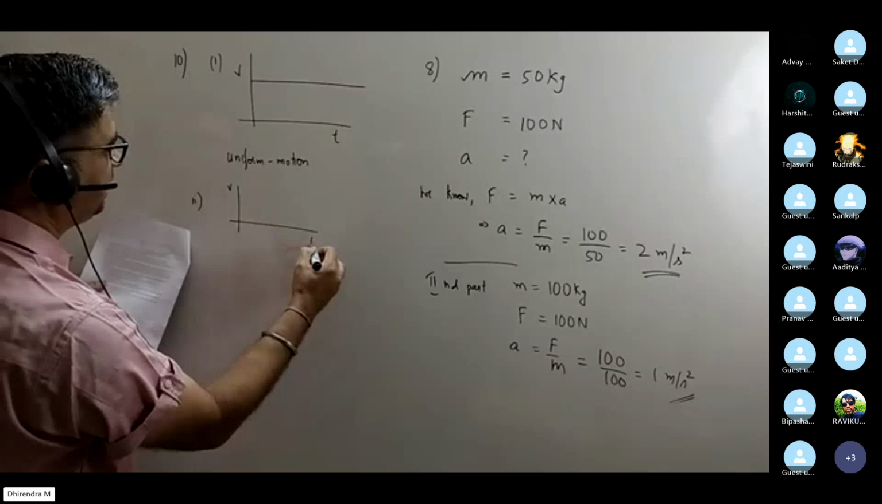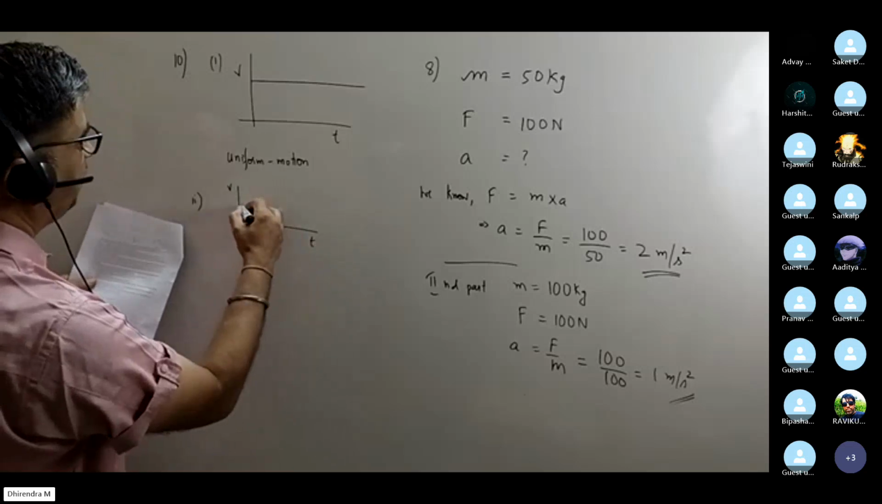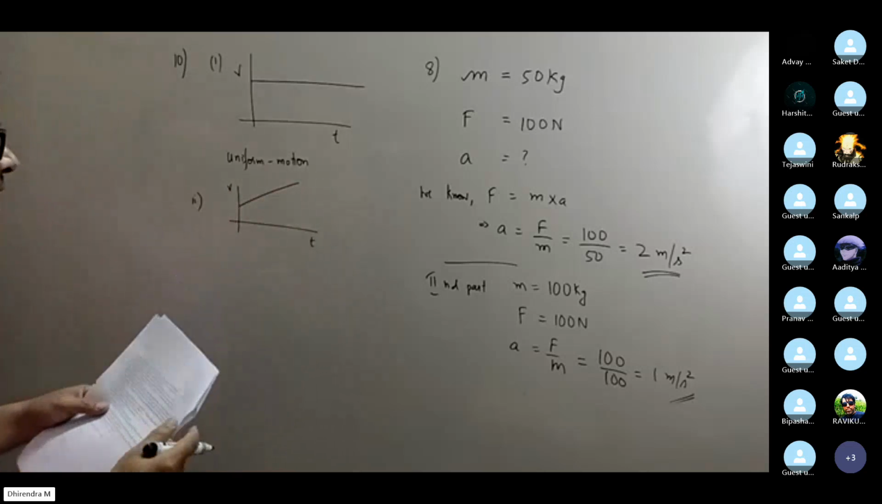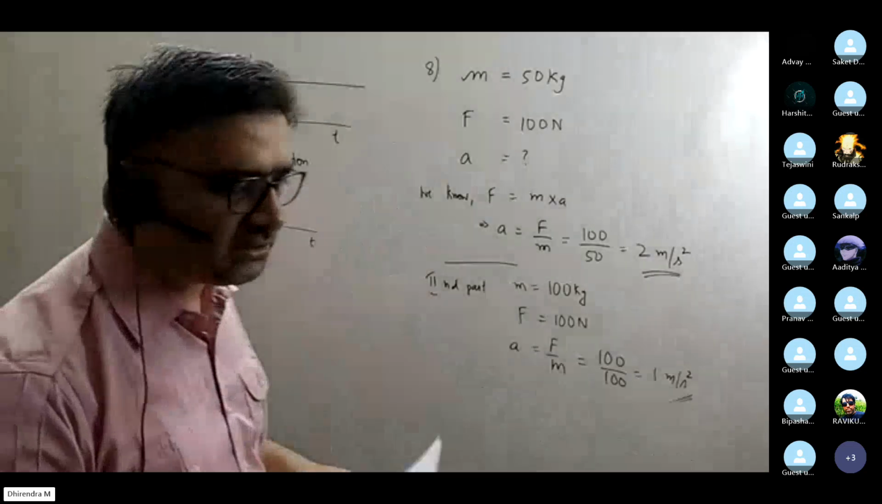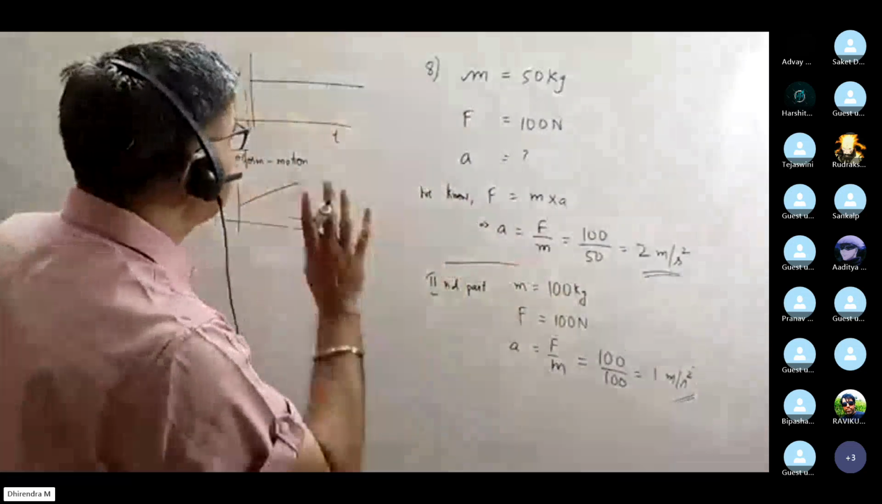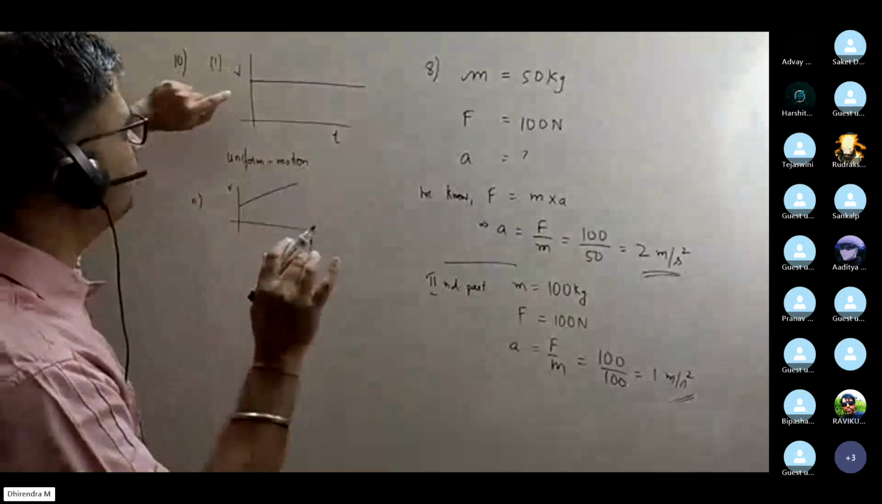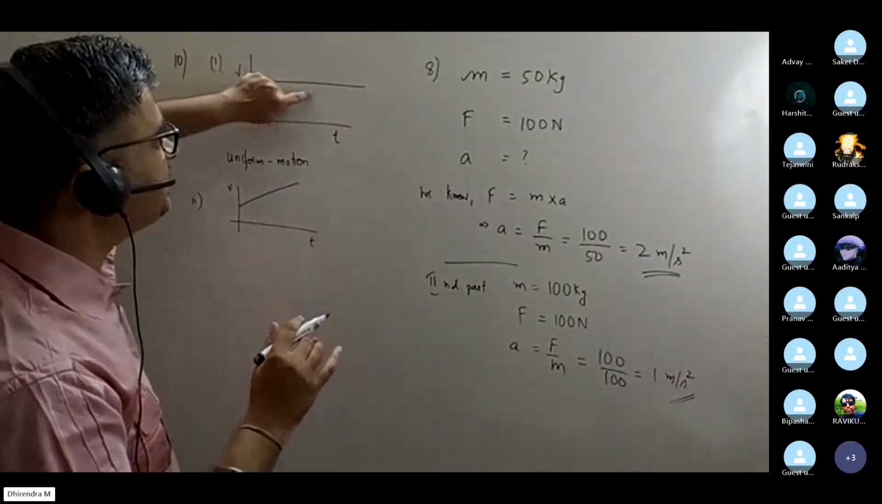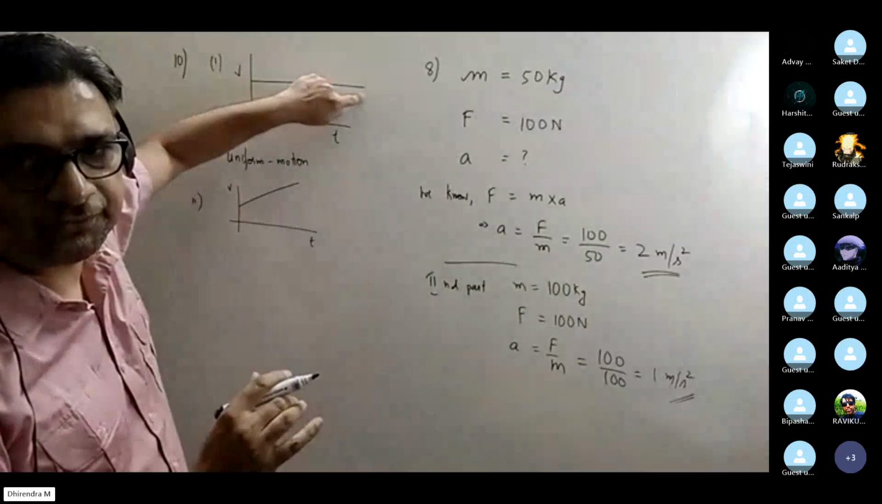Number 2. This is once again a velocity-time graph, and you have something like this. The velocity is increasing. Now just ask yourself one question, and just tell me yes or no. Is the velocity changing in this graph?